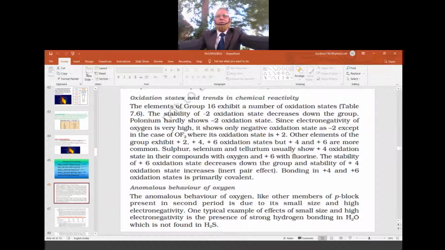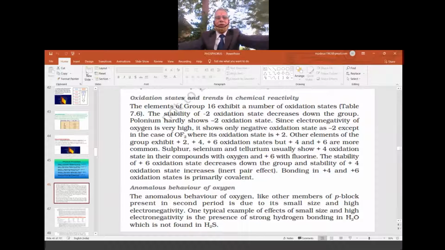The first member not only shows the properties of its own group, it also shows the properties of other members, so it's slightly different. This I have told in the case of nitrogen, the first member of the 15th group. In the same way, in the 16th also, the first member is anomalous, abnormal. That is there in the second paragraph of today's slide: the anomalous behavior of oxygen. Reasons are the same. Oxygen is small in size, has high electronegativity, high ionization enthalpy, and there are no d orbitals.